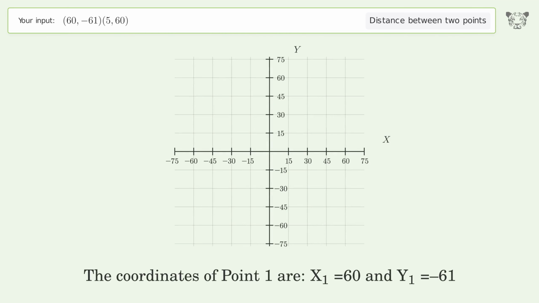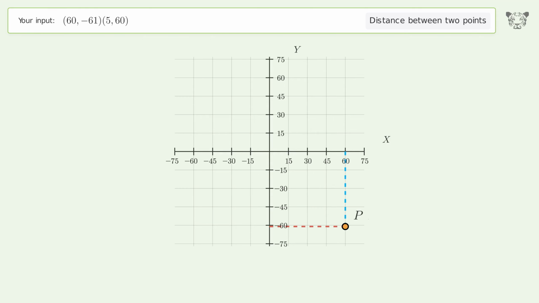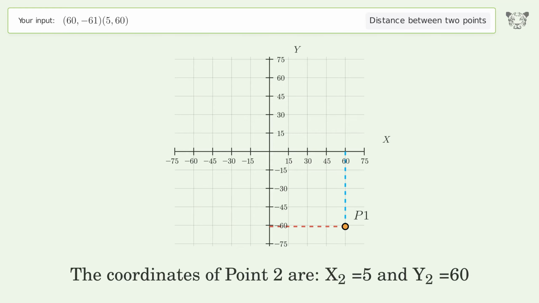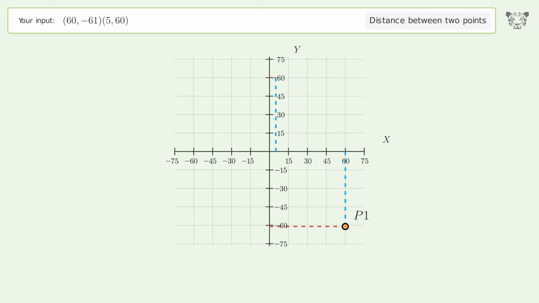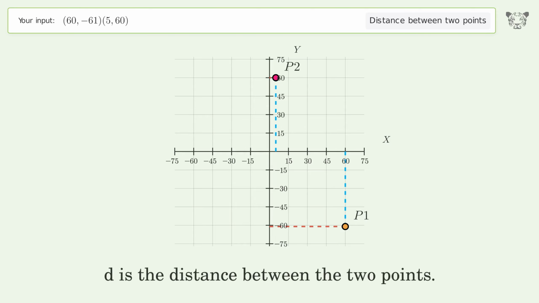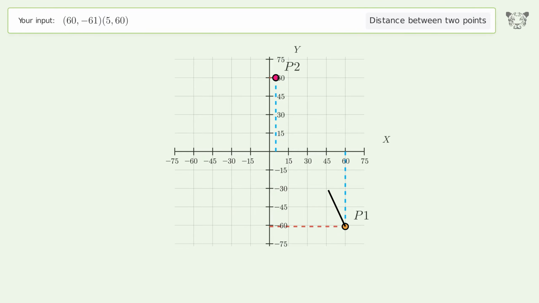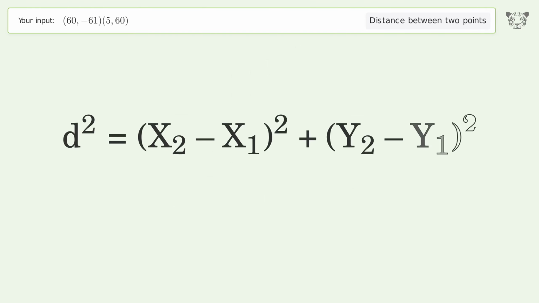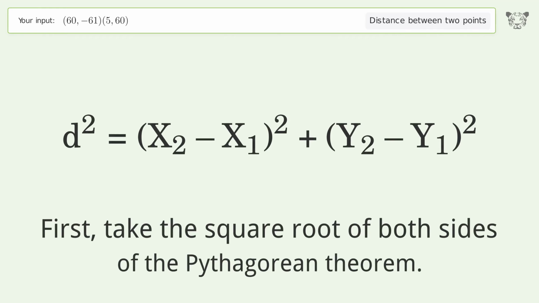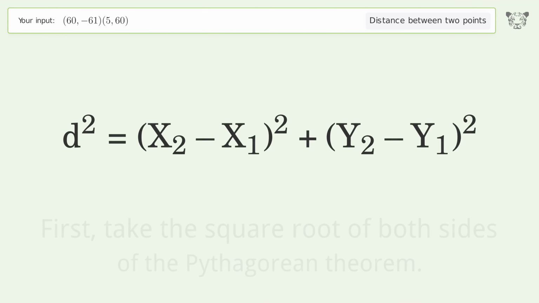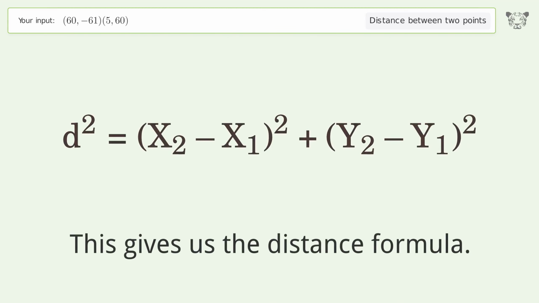The coordinates of point 1 are x1 equals 60 and y1 equals negative 61. The coordinates of point 2 are x2 equals 5 and y2 equals 60. D is the distance between the 2 points. First, take the square root of both sides of the Pythagorean theorem. This gives us the distance formula.